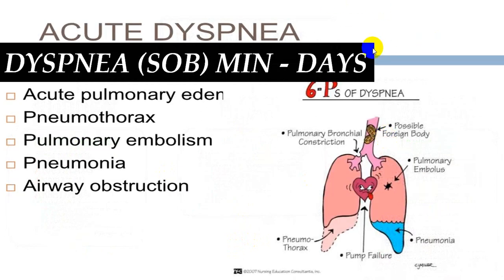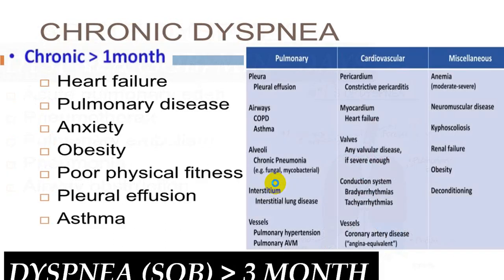So by and large, remember this 6P, very, very important. In acute dyspnea, that is acute pulmonary edema, pneumothorax, pulmonary embolism, pneumonia, airway obstruction. So foreign body, pulmonary embolism, pneumonia, pump failure, that is a cardiovascular condition, pneumothorax, and acute attack of bronchial asthma. So these are some of the examples.